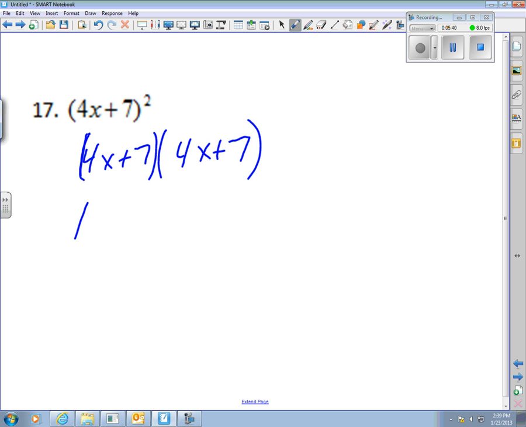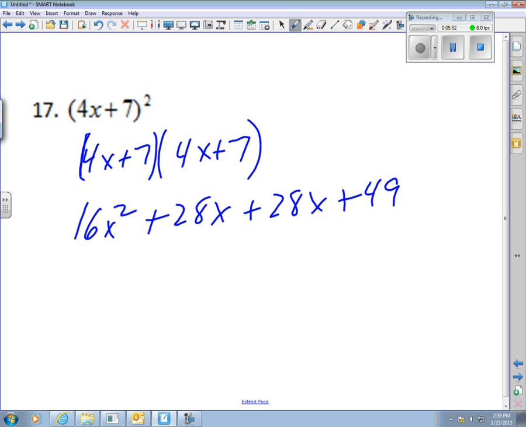First times first gives me 16x squared. Outside times outside gives me 28x. Inside times inside also gives me 28x. And last times last gives me 49. I want to simplify the two middle terms, giving me 56x plus 49.